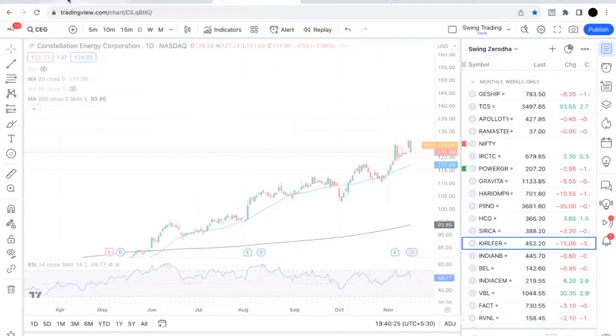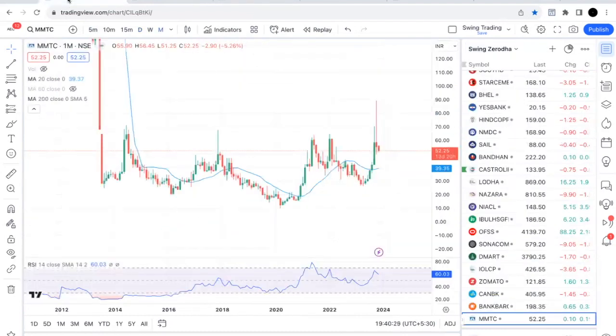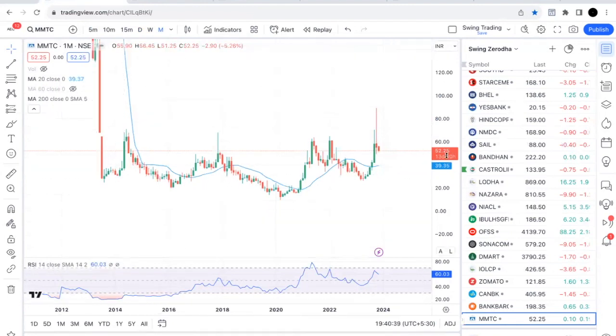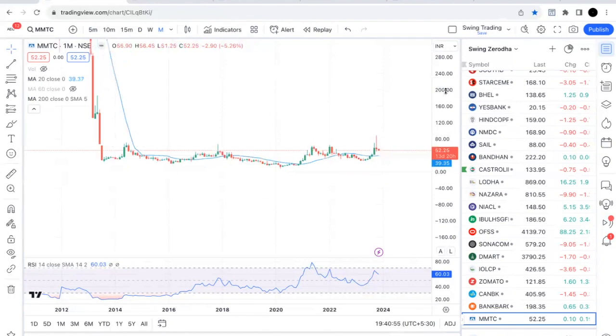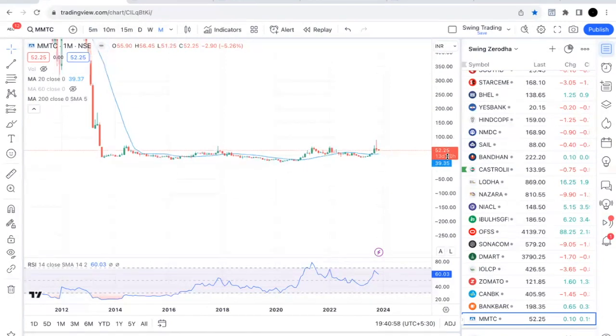So first thing, I go to the monthly chart and I want to see, is the 20 period moving average above the 200? On this chart, I have the 20 moving average and the 200 moving average right here. 200 is black and the 20 is blue. But here you will see that there is no 200, and that's because 200 months would be, I think, about 15 years or so, quite a bit.